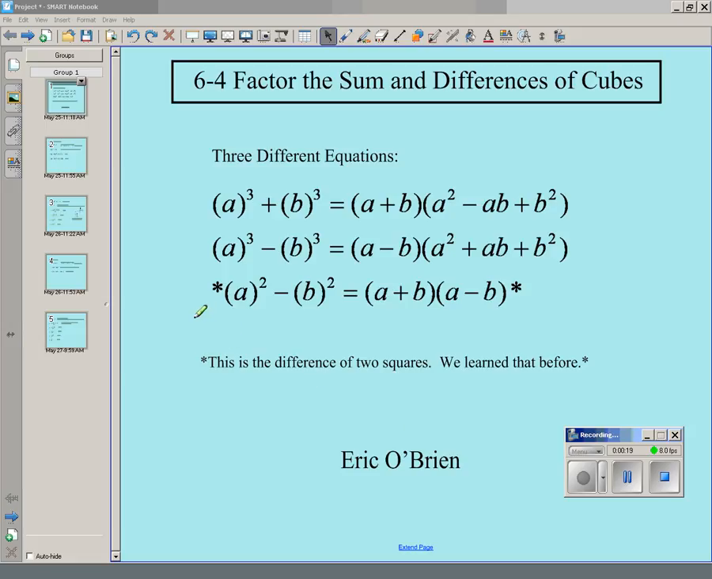And then there's the last one. A squared minus B squared equals A plus B times A minus B. This is the difference of two squares. We learned that before.